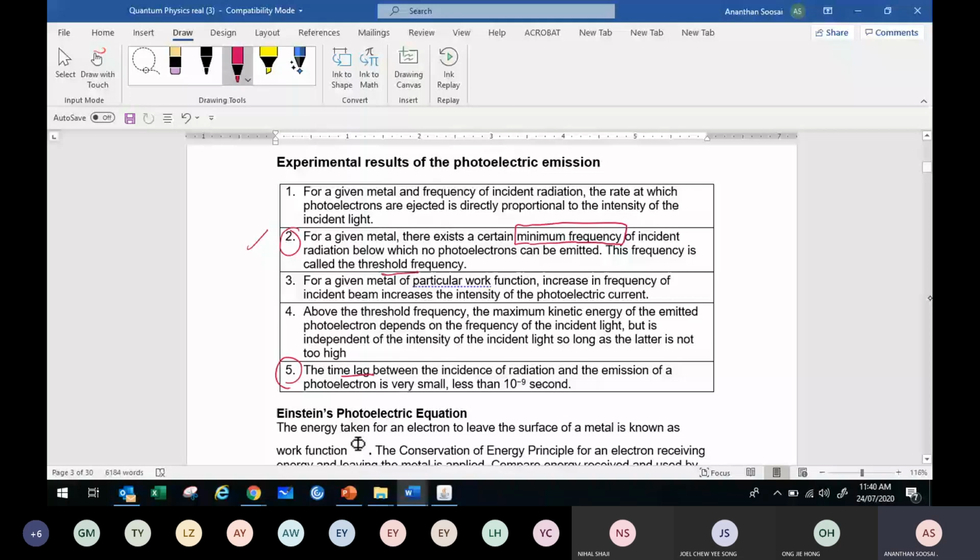Third, both the threshold frequency and the maximum emitting energy of the photoelectron. For a given metal with a given work function, increasing the frequency of the incident beam increases the emission. The maximum kinetic energy of the emitted photoelectron depends on the frequency of the incident light, but it is independent of the intensity of the incident light. The fourth one, the release of electrons is independent of intensity but dependent on frequency. So scientists thought the energy is proportional to amplitude squared, but now according to the photoelectric effect, energy looks like it is affected by frequency, more affected by frequency.